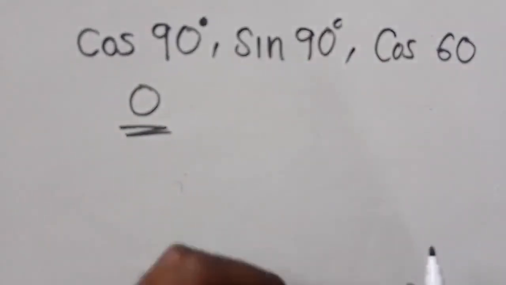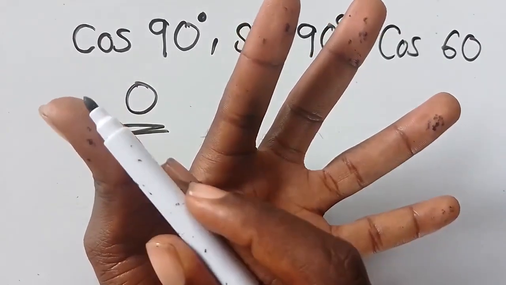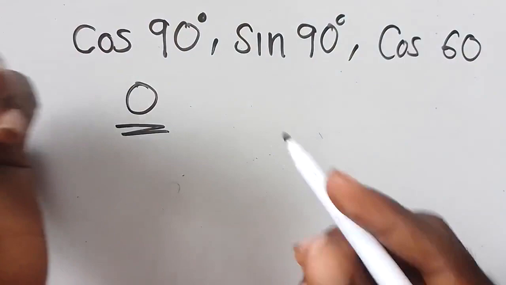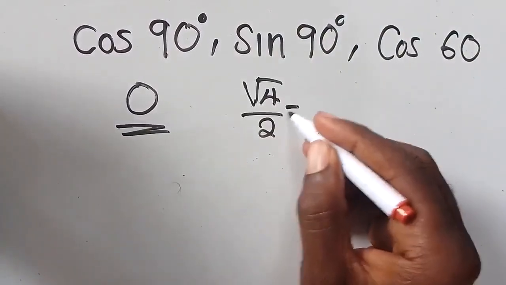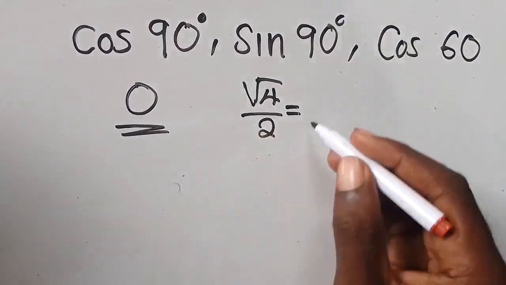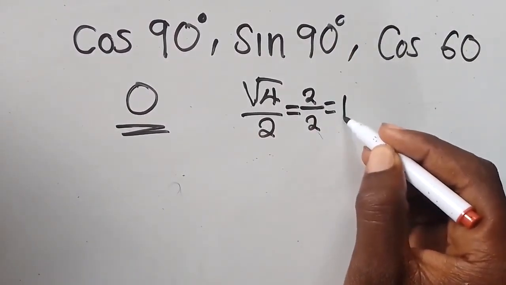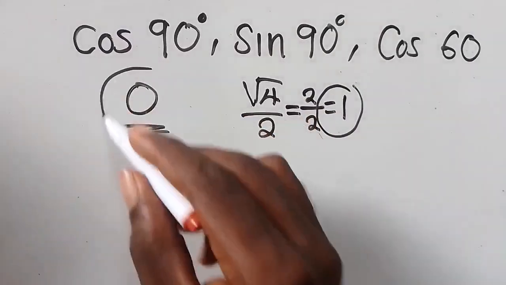Sine 90. So 90 is here. Sine is coming this side. So we remove this. How many fingers are remaining? 1, 2, 3, 4. So you say root what? Root 4 over 2. Have you seen? Square root of 4 is 2, so it's 2 over 2. The answer is 1. That's why sine 90 is 1. But cos 90 is 0.